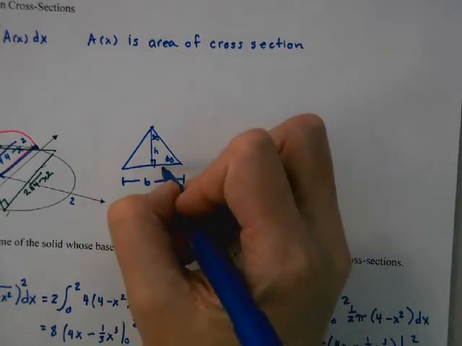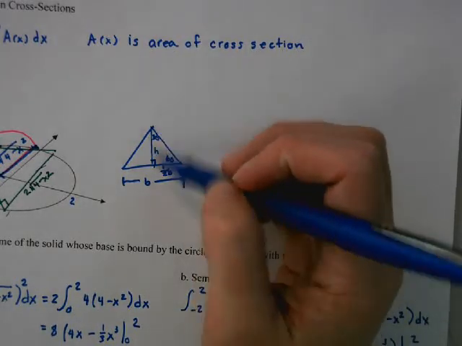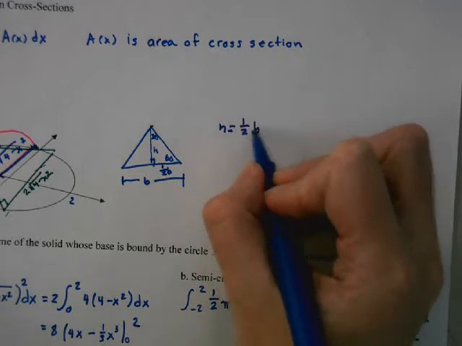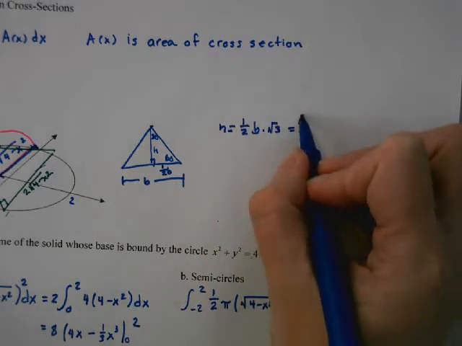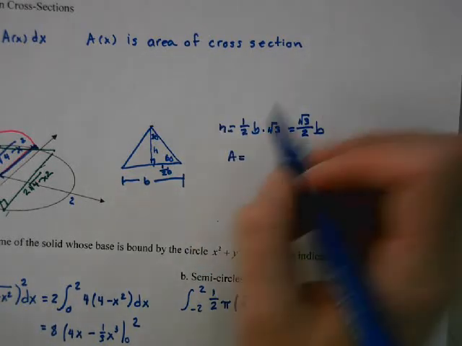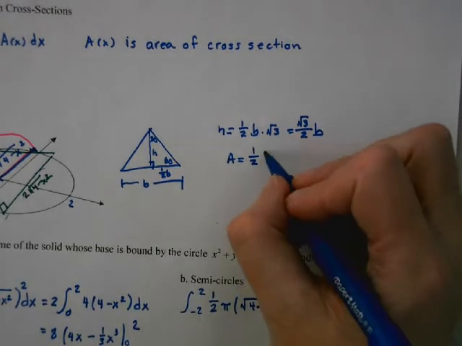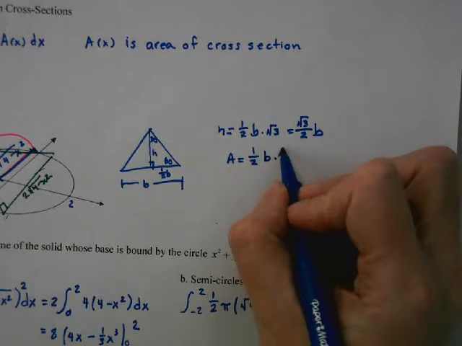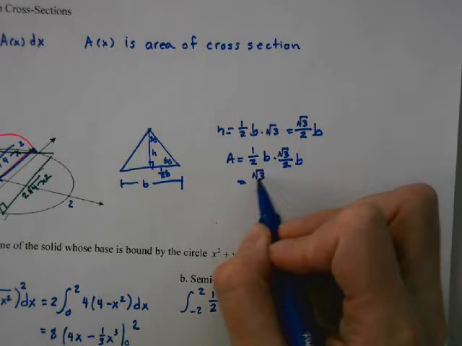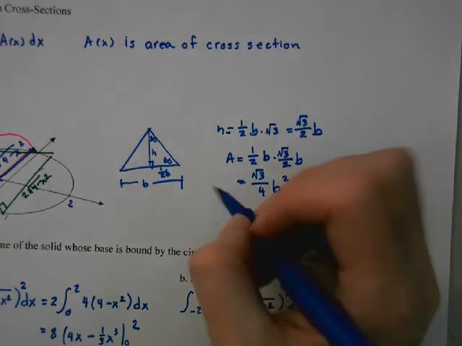If this is the base, this is going to be 1/2 of the base. And if you remember 30, 60, 90 triangles, the long side is root 3 times as big. So my height here is going to be 1/2 of b times root 3, or root 3 over 2 b. So the area of the triangle is going to be 1/2 the base times the height. So if I simplify this, we get root 3 over 4 b squared is the area of an equilateral triangle.